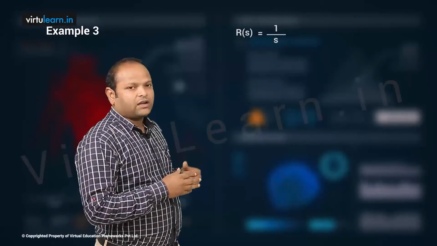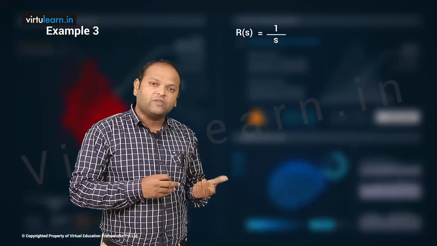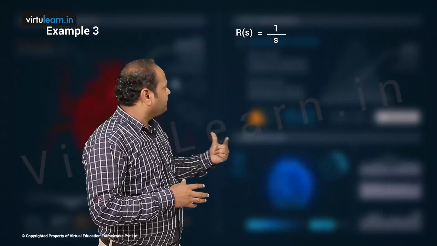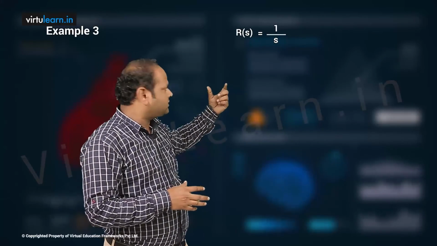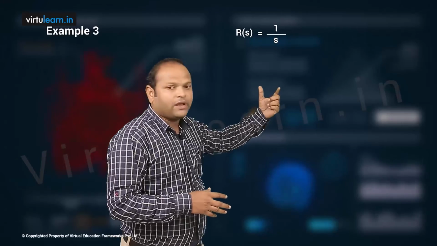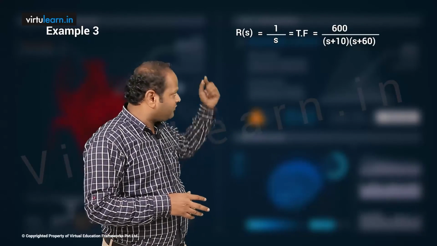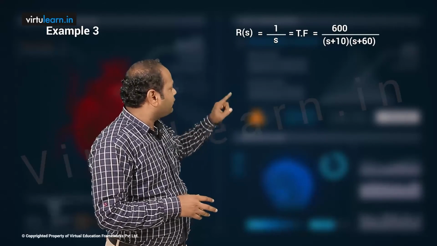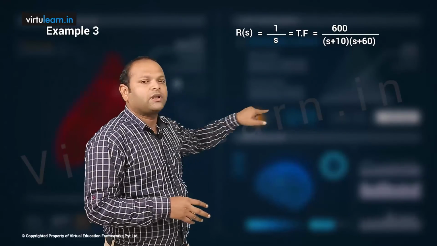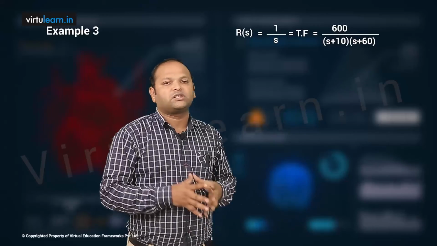What is R of s? R of t is 1, therefore R of s is 1 by s. Then we can find the transfer function C of s by R of s. That will be 600, and the s is cancelled with the R of s function. Therefore 600 divided by s plus 60 into s plus 10.